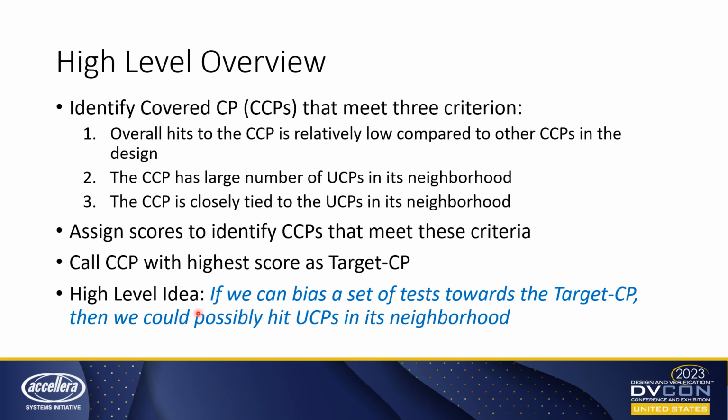And the high-level idea is that if we can bias a set of tests towards the target CP, then since this target CP's neighborhood is less explored and it has a lot of UCPs around it, and the UCPs are closely tied to the target CP, then by bumping up the hit rate to the target CP, we could possibly hit UCPs in its neighborhood.